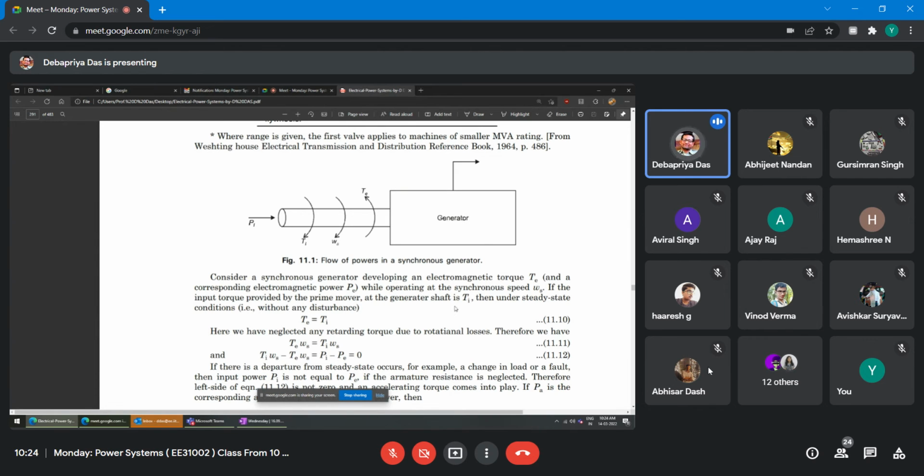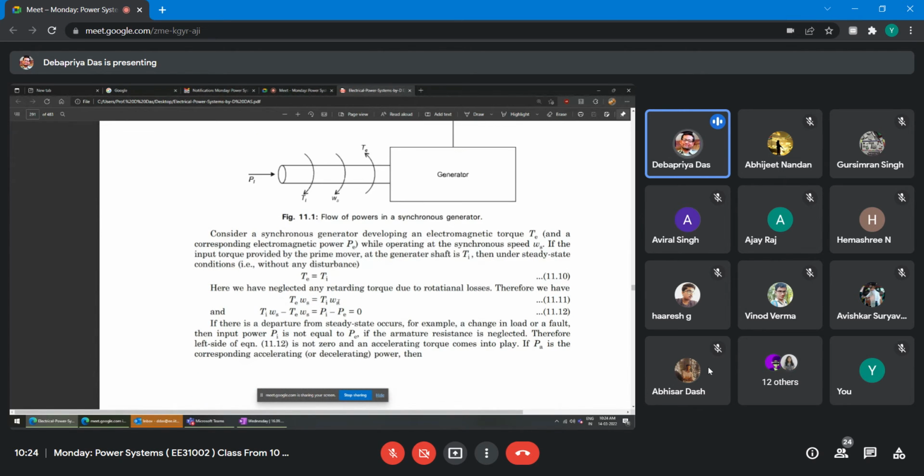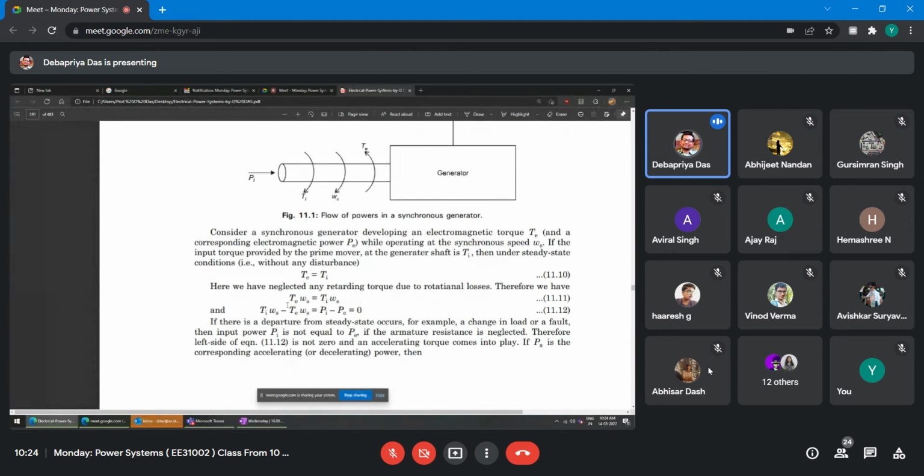The torque provided by the prime mover at the generator shaft is Ti, right? Then under steady state operating condition without any disturbance, T is equal to Ti. That means it is lossless, we are assuming totally lossless. Therefore, if you multiply both sides by omega s, you can write Ti omega s minus T omega s is equal to 0. In general, P is equal to T into omega, therefore Ti omega s is equal to Pi and T omega s is equal to P. So Pi minus P is equal to 0. It is perfect when everything is balanced and totally lossless. This is the most ideal situation.